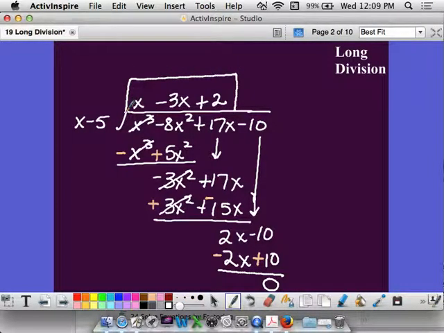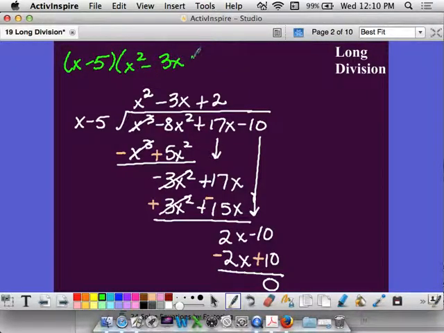is my final answer. Now there's several things that I want to look at as we're looking at this. One, if you want to check this, you would simply say your divisor x minus 5 times this trinomial, x squared minus 3x plus 2. You would do like a megafoil. You would distribute the x and you would distribute the negative 5, and that's going to give you this number right here. So you can check it and see and know that you're right.